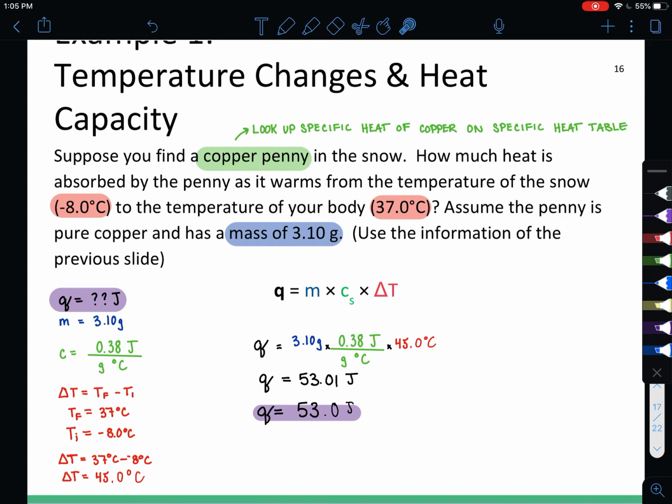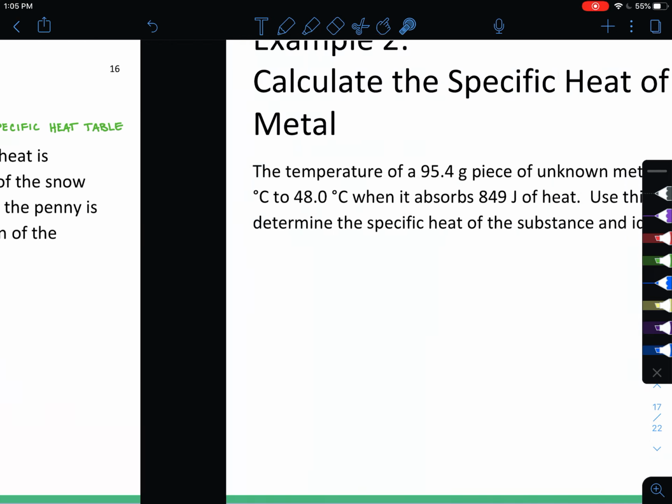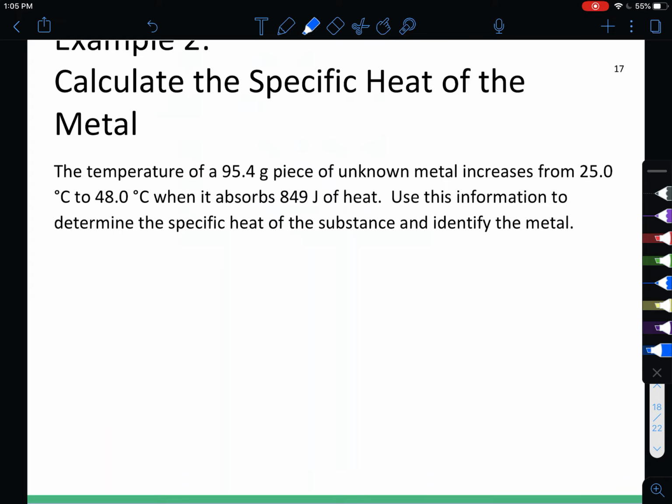All right, let's try another one. The temperature of a 95.4 gram piece of unknown metal increases from 25 degrees Celsius to 48 degrees Celsius when it absorbs 849 joules of heat. Use this information to determine the specific heat capacity and identify the metal. So this is a 2-part question. We want to determine the specific heat, and then we need to identify the metal.